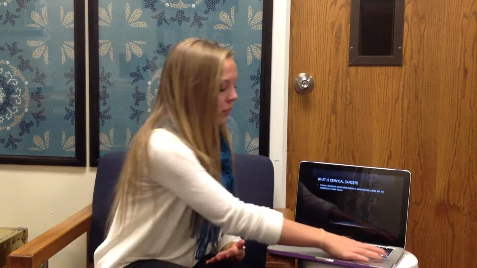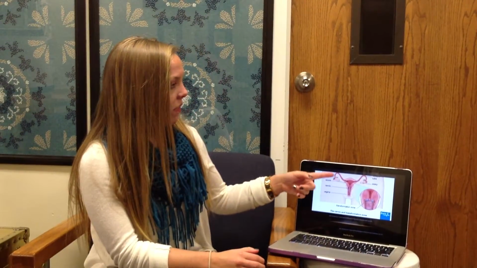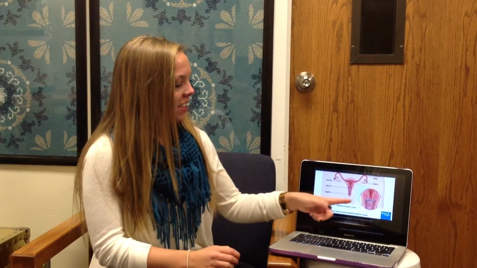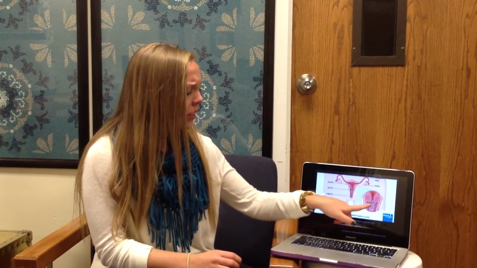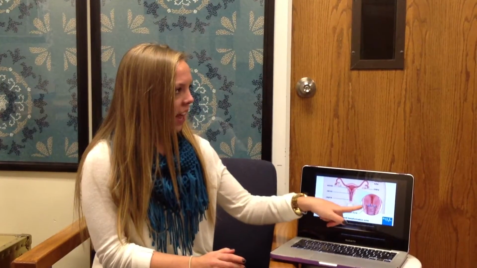So before we dive into what VIA is, we need to have a good understanding of what cervical cancer is. Cancer is the uncontrolled division of abnormal cells. This is also paired with their ability to invade tissue. So over here we have the female reproductive tract, and what we're looking at is the zone of transformation. That's right here. This is the cervix. So we're looking for abnormal changes that happen to these cells.